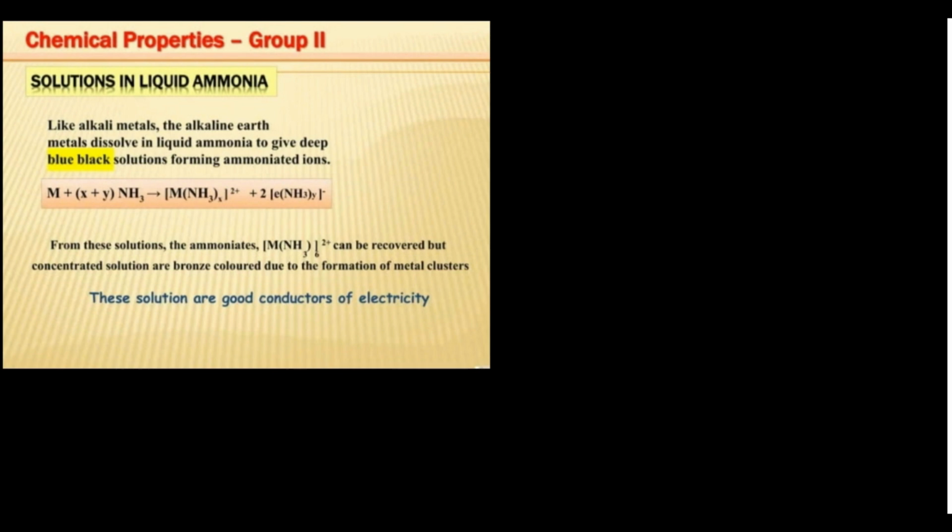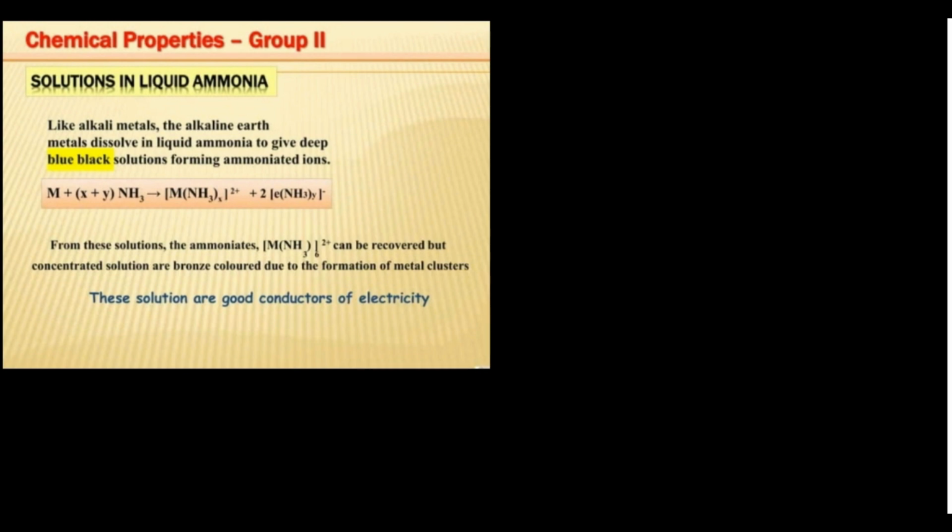Okay, so what basically happens is these metals can dissolve in liquid ammonia to form colored solutions, right? Dilute solutions are bright blue, as I already told you, which is not written on the particular slide. And when you keep on concentrating the solution, this color deepens and converts into the deep blue color. Only then, not initially. So the slide is not actually perfect in that case. Okay, from these solutions the ammoniates can be recovered, but concentrated solutions are bronze colored due to the formation of metal clusters.